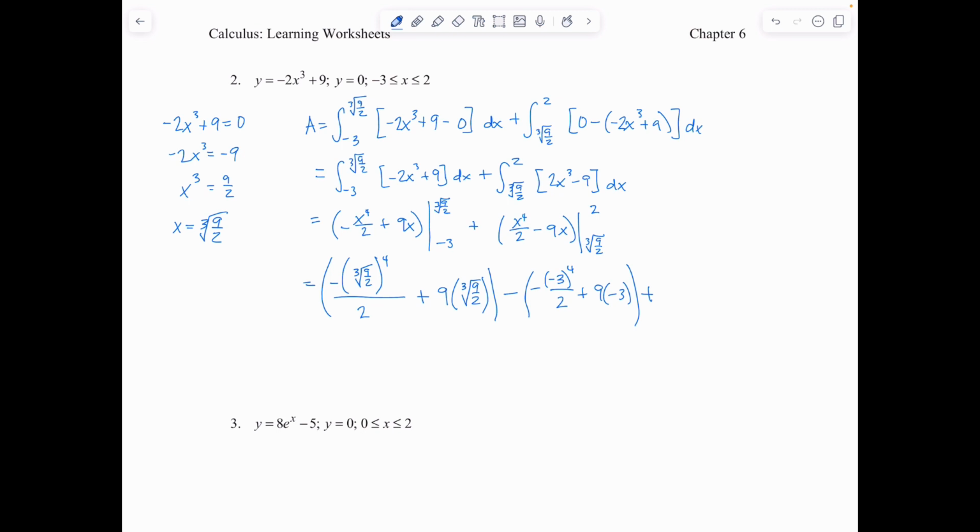If we evaluate this second one, we've got negative 2 to the 4th over 2 plus 9 times 2 minus negative cube root of 9 over 2 to the 4th over 2 plus 9 times the cube root of 9 over 2. Okay. And so this will give us 81 over 2 plus 27 plus negative 8 plus 18, which is 67.5 plus 10, and finally an area of 77.5 between these two curves.